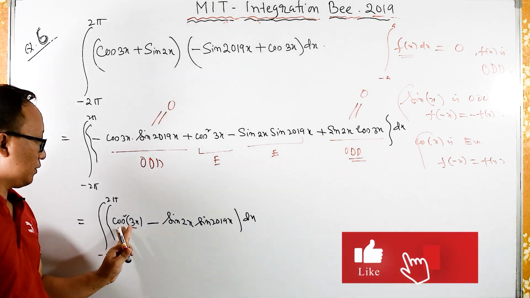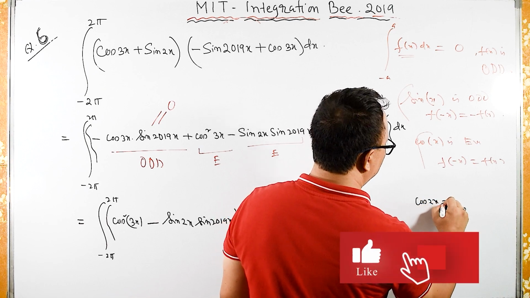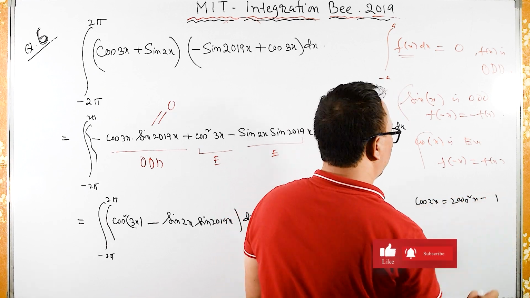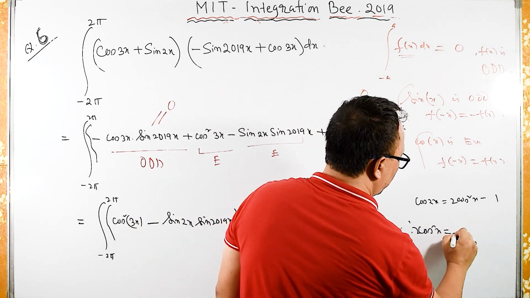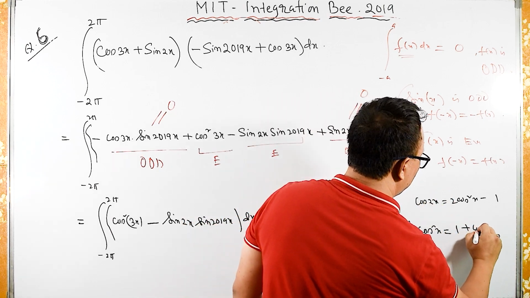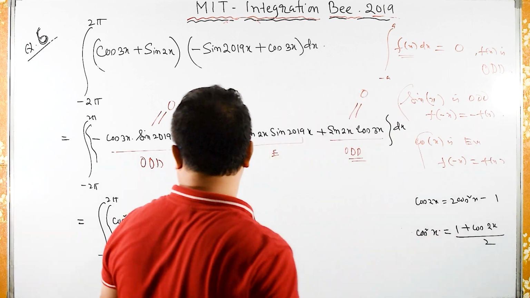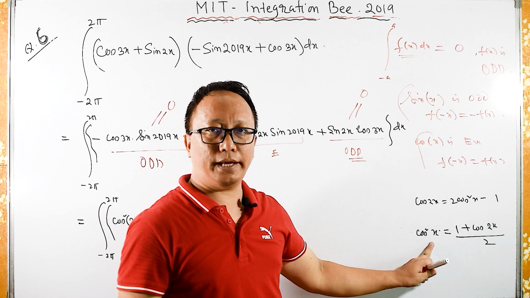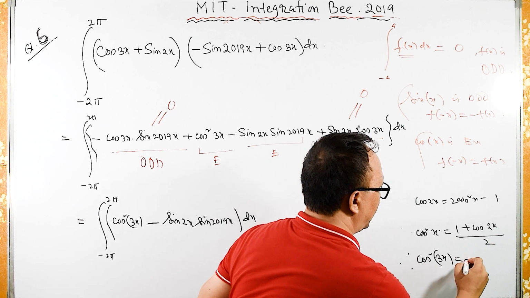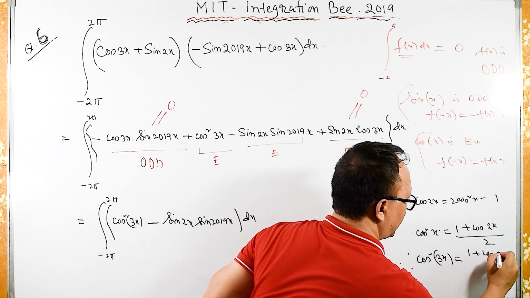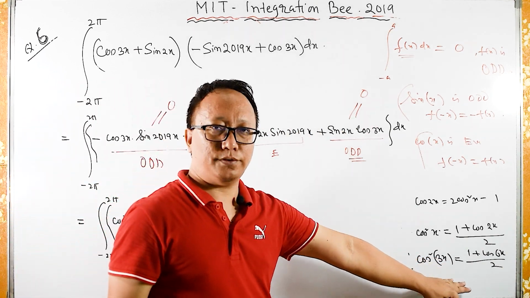Now how to integrate this? Cos square, what is cos square x? Here we have cos 2x is 2 cos square x minus 1. From here I will get cos square x. 2 cos square x equals 1 plus cos of 2x, so cos square x equals (1 plus cos 2x) upon 2. Now I need cos 3x, so instead of x I have to multiply by 3. Therefore cos square 3x will be the same as (1 plus cos 6x) upon 2. So instead of this I'm going to use this one.